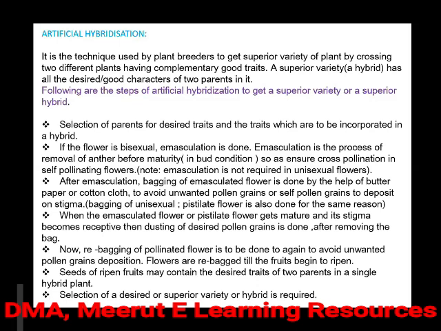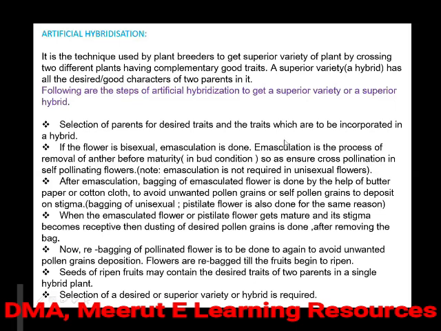Got it? Why is emasculation done? Emasculation is done so that pollen grains of desired traits are deposited on the stigma. Chances of self-pollination are to be avoided. That is why in bud condition, the anther is to be removed. And after removing the stamens, the bisexual flower becomes unisexual. The bisexual flower becomes unisexual and it is now a pistillate flower. So in this way, emasculation is done.